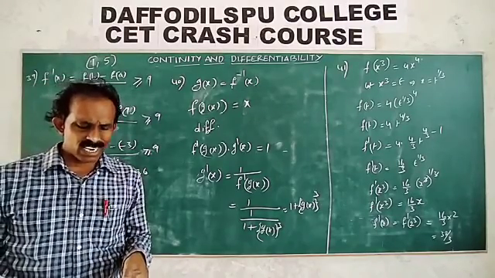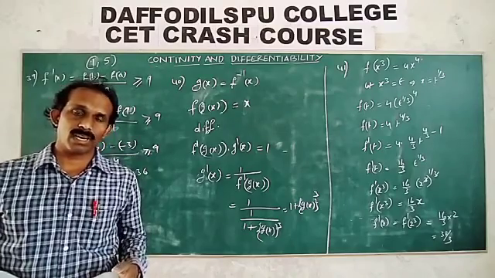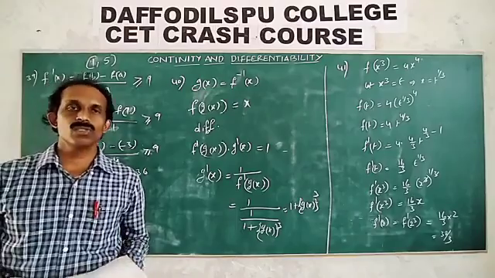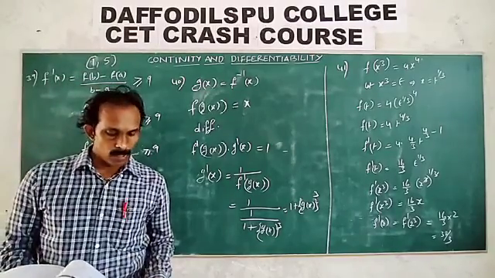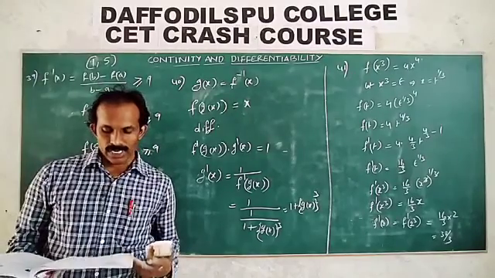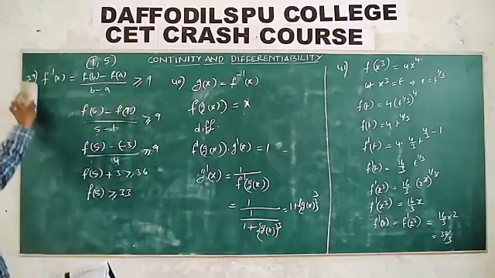Next, 43 problem: numerator is step x and denominator is mod x. So clearly the limit does not exist. Why? Because the left hand limit and right hand limit differ. Step x value, apply the first principle concept. Already explained the step x concept and modulus concept. It does not exist, third option.